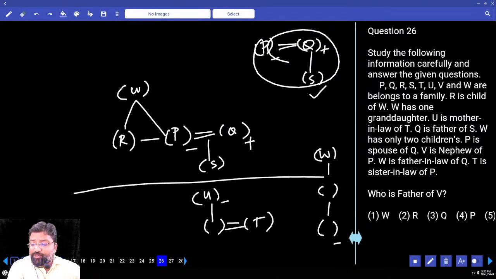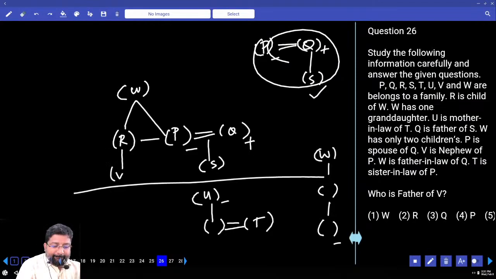V is the nephew of P. Nephew of P means your sibling's son. Then P has how many siblings? Only one sibling. Why? Because W has only 2 children. Is it clear to everyone? So for sure who should come here? It should be male.